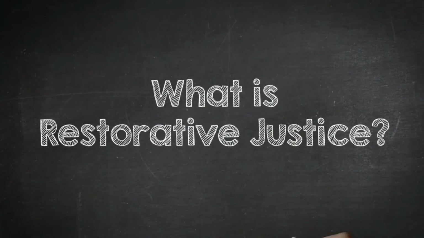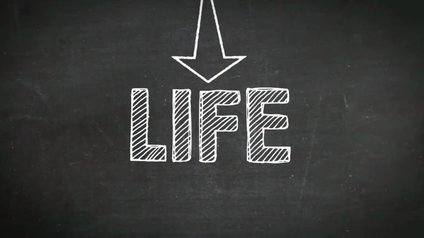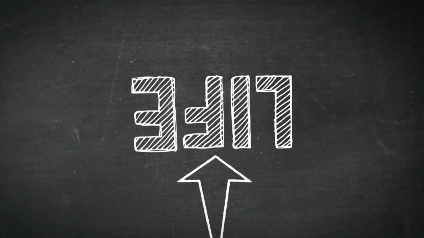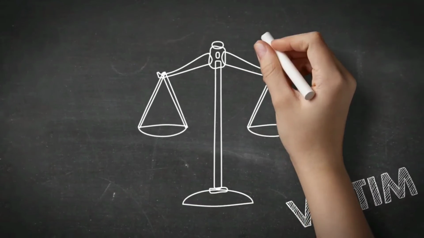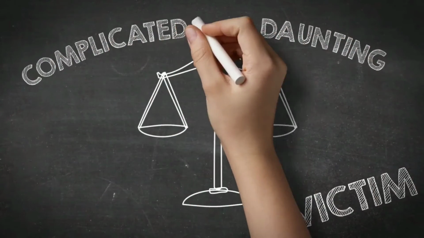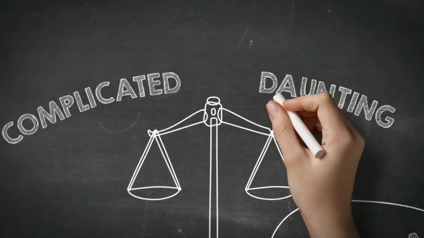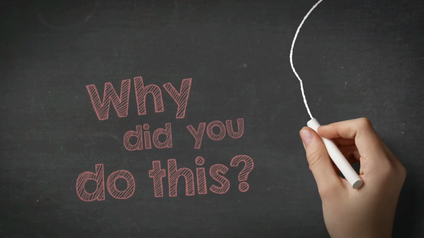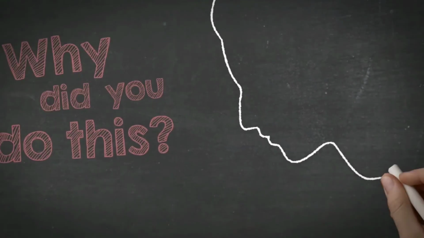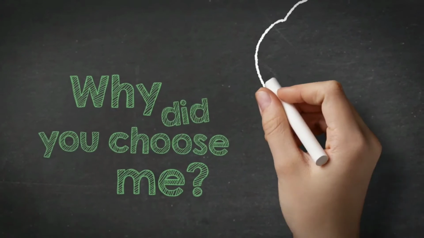Becoming a victim of crime is often a traumatic experience. Many victims feel that their life has been turned upside down. What was once normal and familiar no longer feels safe. And the criminal justice process can be daunting and complicated, leaving those who have been harmed feeling excluded and in need of answers. Restorative justice can change this. Restorative justice gives victims the opportunity to communicate with the offender, to express how they have been affected by the crime, and gives the chance to have unanswered questions resolved.